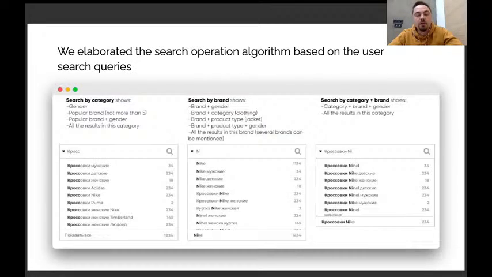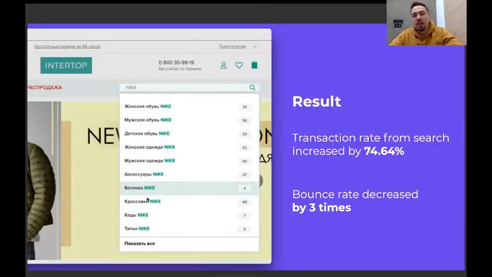After that, we made an algorithm for our developer team, made some categories for it, and then we made the interface, and you can see this result. It's a very basic interface with good contrast and high accessibility, if you know what I mean. As a result, the transaction rate from the search increased by 74.5%, and the bounce rate decreased by 3 times. I think it's a very good result, and we are honored by it.